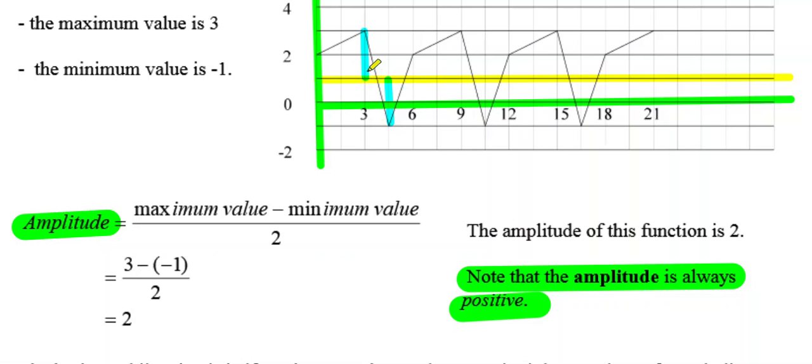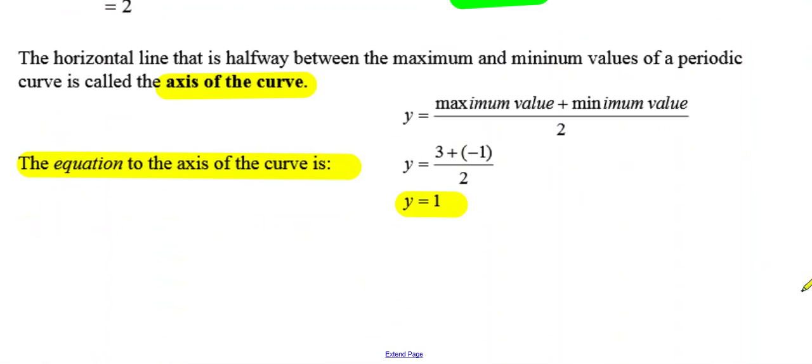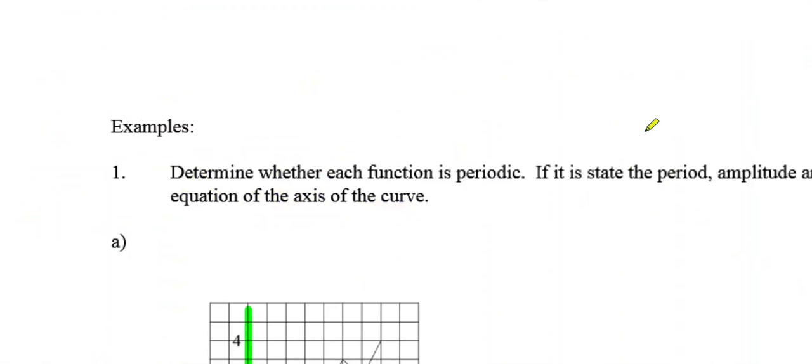Now in this one, it looks like the majority of the graph is above that axis of the curve, but it makes no difference. Even though there's only little slivers down here, as long as it's halfway between the highest and the lowest point, that's where your axis of the curve is going to be, and you always, always, always state it as an equation. Okay, so let's look at questions on the back.